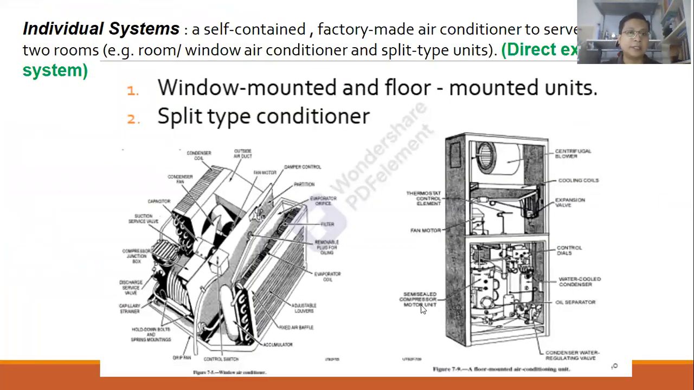So this one is the structure of the window and split unit. As usual, the basic components of the HVAC system should be at least four: the condenser, compressor, expansion valve, and then the evaporator, to construct one cycle of an HVAC system.